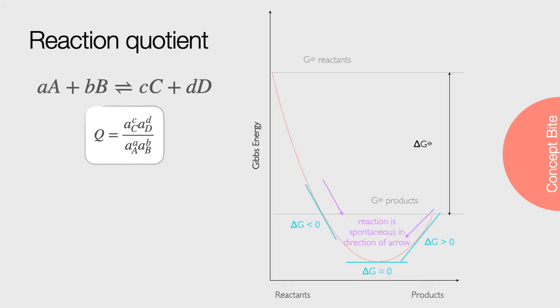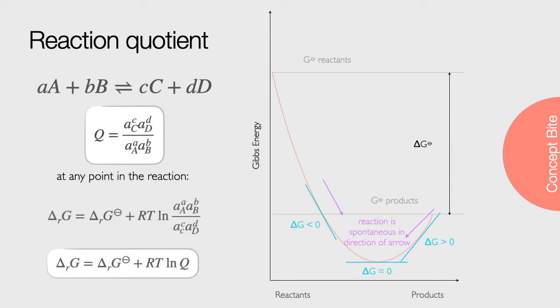We have seen the equilibrium constant, which is related to activity of reactants and products at equilibrium, but there is an equivalent value called the reaction quotient, Q. The reaction quotient is defined as the activity of products raised to their stoichiometric amount divided by the activity of reactants raised to their stoichiometric amount at any point in the reaction.